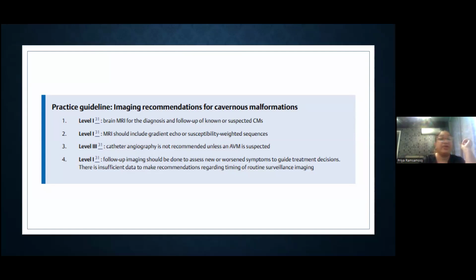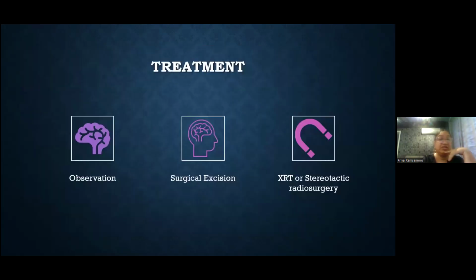And then there's level 3 evidence to suggest that catheter angiography is not recommended unless you suspect an AVM with it, right? Now, importantly, I just want to stick in here for us to recognize that first-degree relatives of patients who have more than one family member with a cavernous malformation should have MRI screening as well and appropriate genetic counseling. Remember, we talked about the three different genes that tend to be involved in this, right?